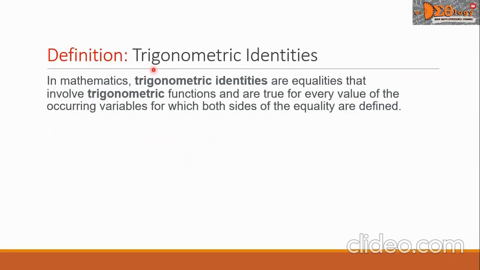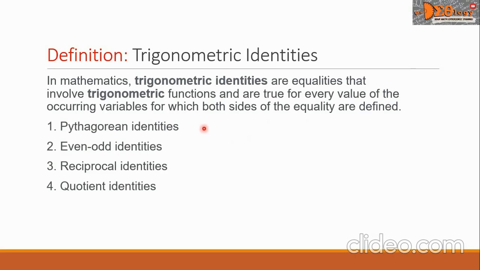First, let us define trigonometric identities. In mathematics, trigonometric identities are equalities that involve trigonometric functions and are true for every value of the occurring variables for which both sides of the equality are defined. In this video, we are going to consider four types of identities.